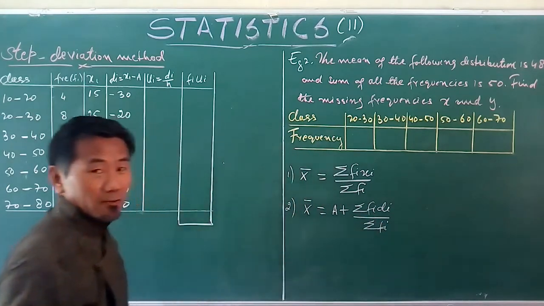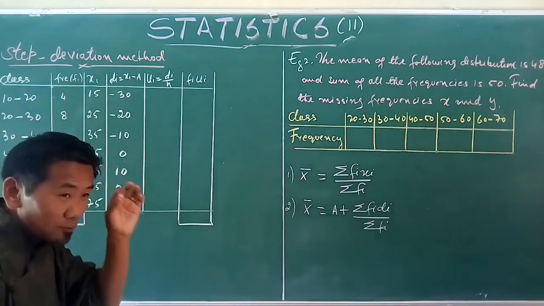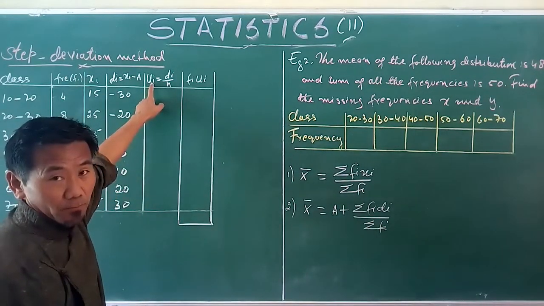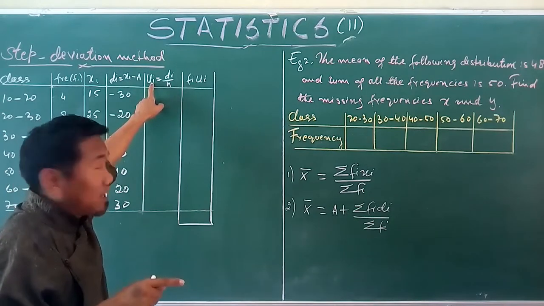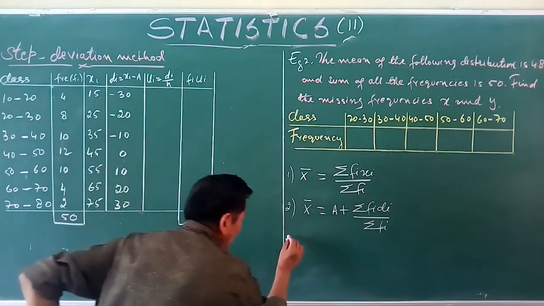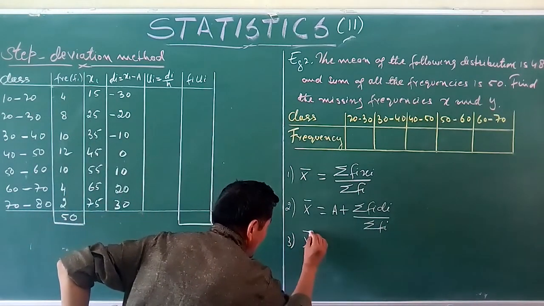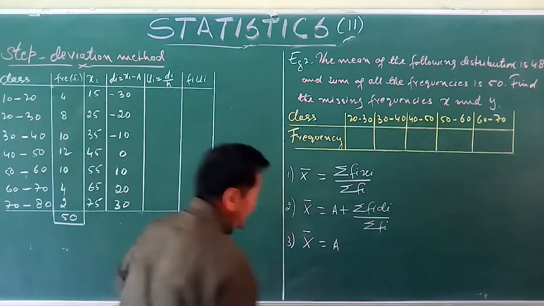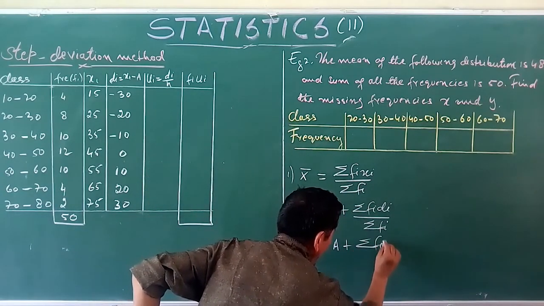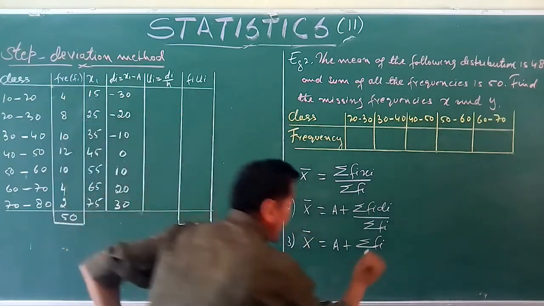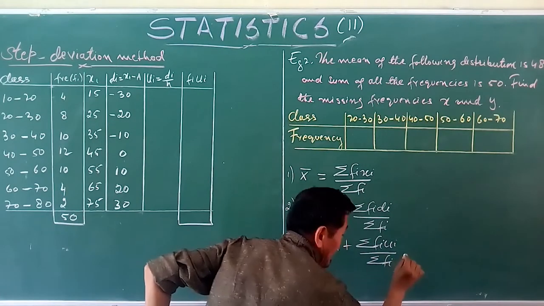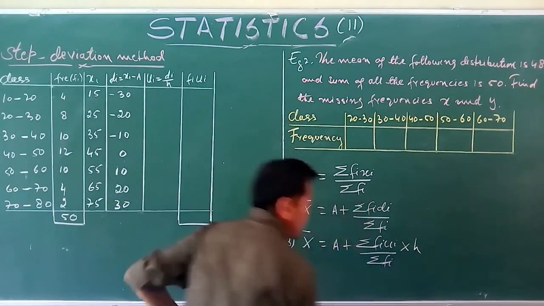The third method is step deviation. So the formula is mean equals A plus summation of fi ui divided by summation of fi, into h.